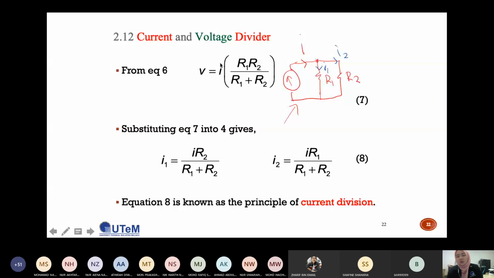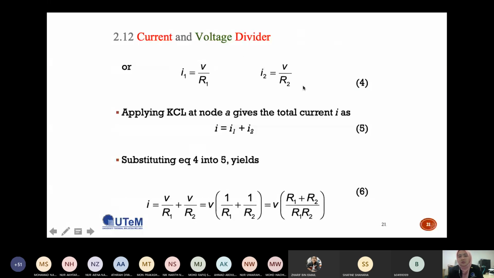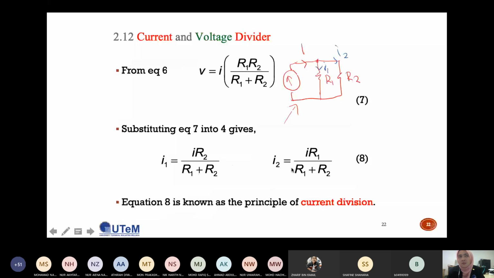Okay. This one is the derivation to get this current division, but usually you don't need to derive it, just remember this current divider formula. Okay, so it's quite easy for you to remember.